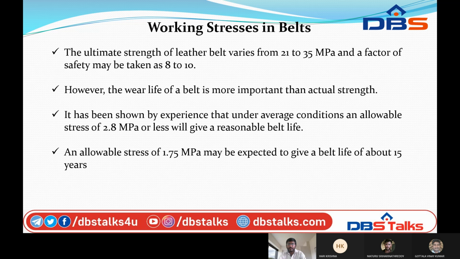Working stresses in belts. The ultimate strength of the leather belt varies from 21 to 35 megapascals, and a factor of safety may be taken as 8 to 10. So the working stress of the belt depends on the ultimate strength of the leather belt. Ultimate strength means 21 to 35 MPa. The factor of safety is 8 to 10. However, wear life of the belt is more important than actual strength.